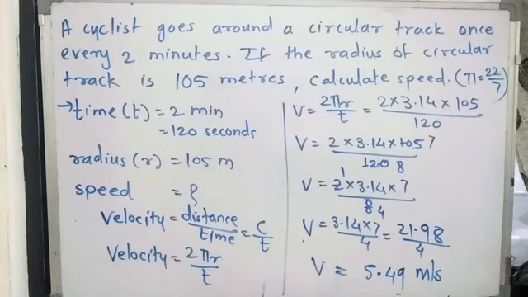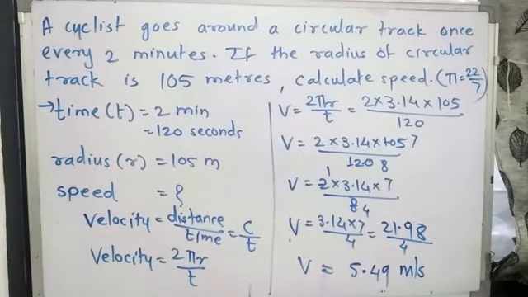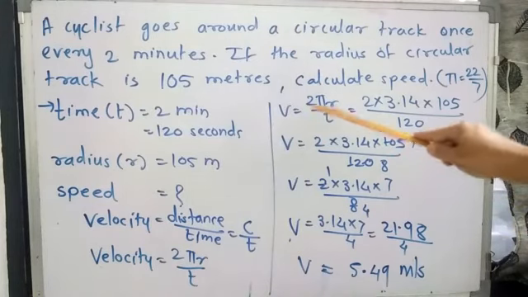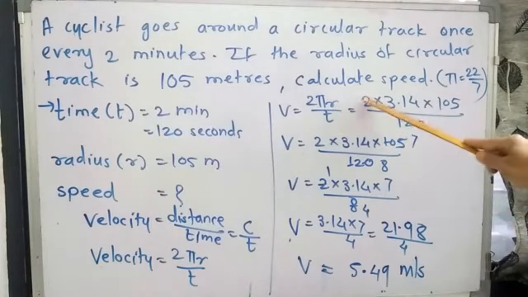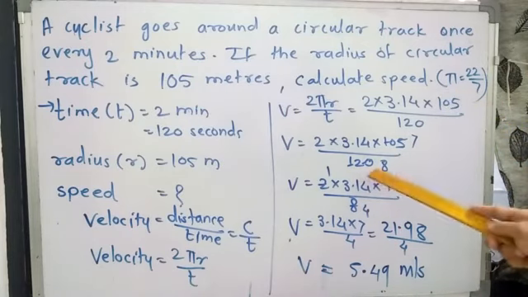C is the circumference of the circle and we know the formula of circumference of circle is 2 pi r upon t. Now see here, velocity is equal to 2 pi r upon t. So 2 pi is given 22 upon 7 and 22 upon 7 is nothing but 3.14. And r is 105 upon 120. So we will cut this 105 and 120 by the 15, 15 sevens and 15 eights.